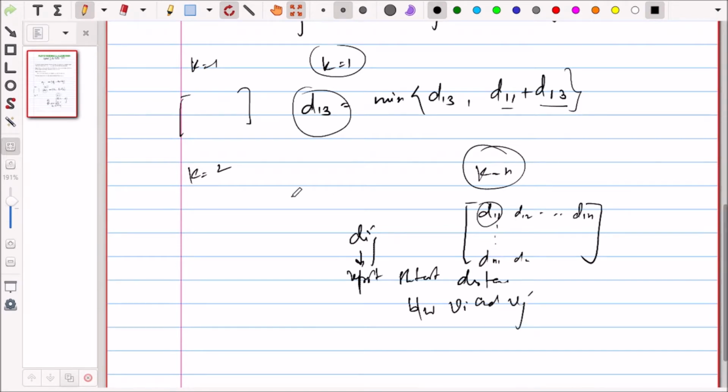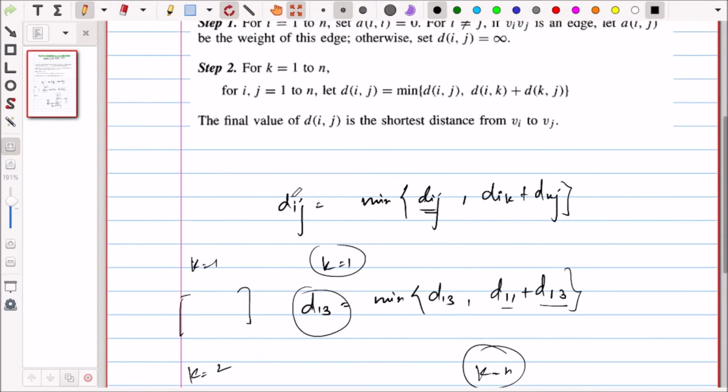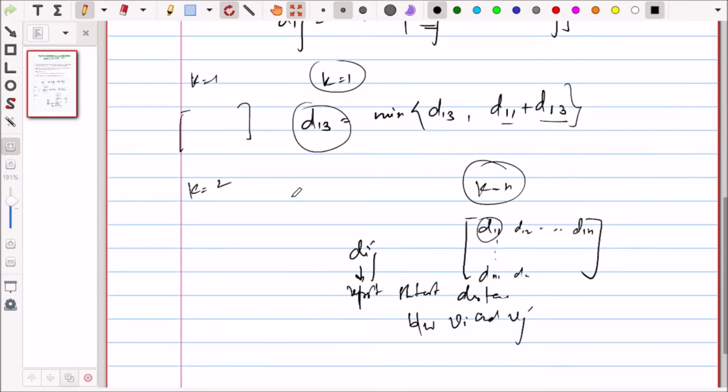Is it fine? Yes, sir. So is this algorithm clear to everyone?